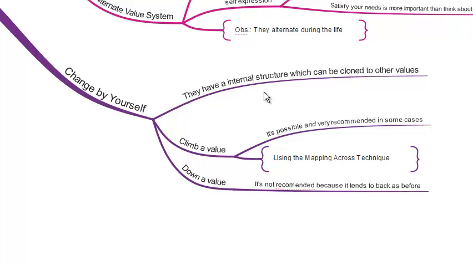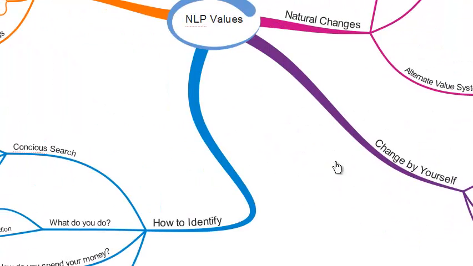Okay, what I recommend is that you only climb values. If you want to reorganize your values, you take a value from the bottom and climb it to the top, rather than staying with a top value you don't like. It's better than bringing a value down, and that's it. That's how values work.